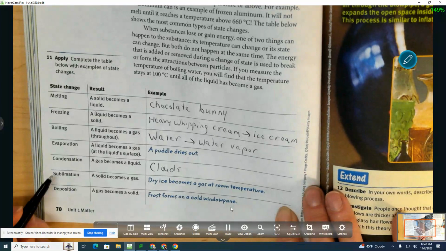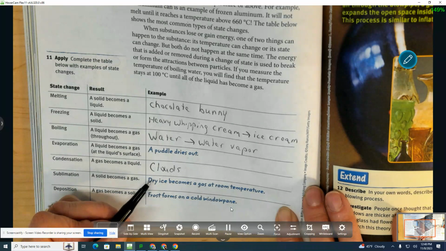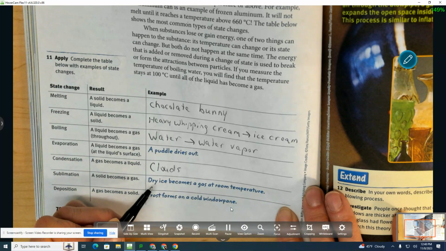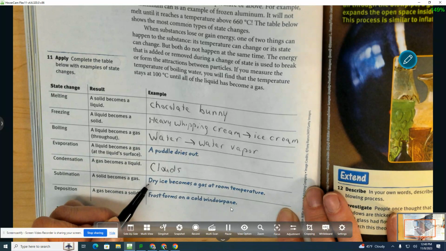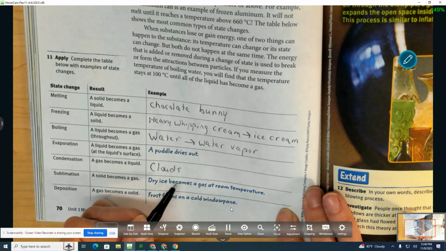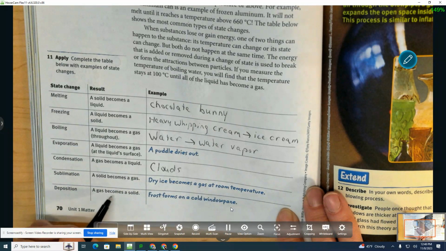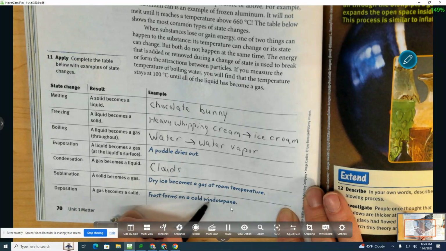Sublimation, so there's two others that maybe you haven't heard of yet. This is when a solid becomes a gas. Dry ice. So you might have seen this at maybe a haunted house or in the theater. If you see fog on the ground, that's dry ice. They take it out of the freezer, and when they put it in a room temperature room, it becomes gas, skipping the liquid stage. Deposition, a gas becoming a solid. Frost forming on a cold window pane is when the gas in the air, the water vapor, skips the liquid stage and just becomes frost right on your windshield.